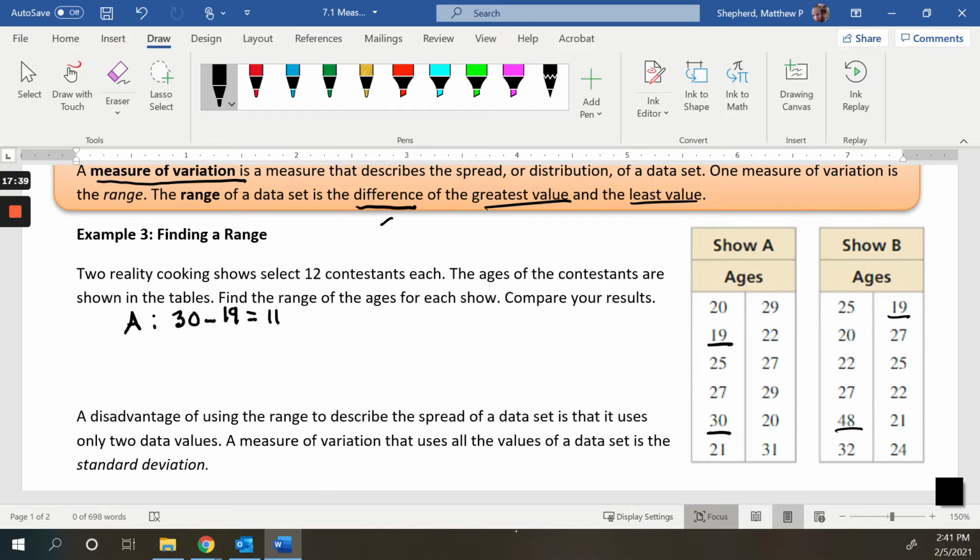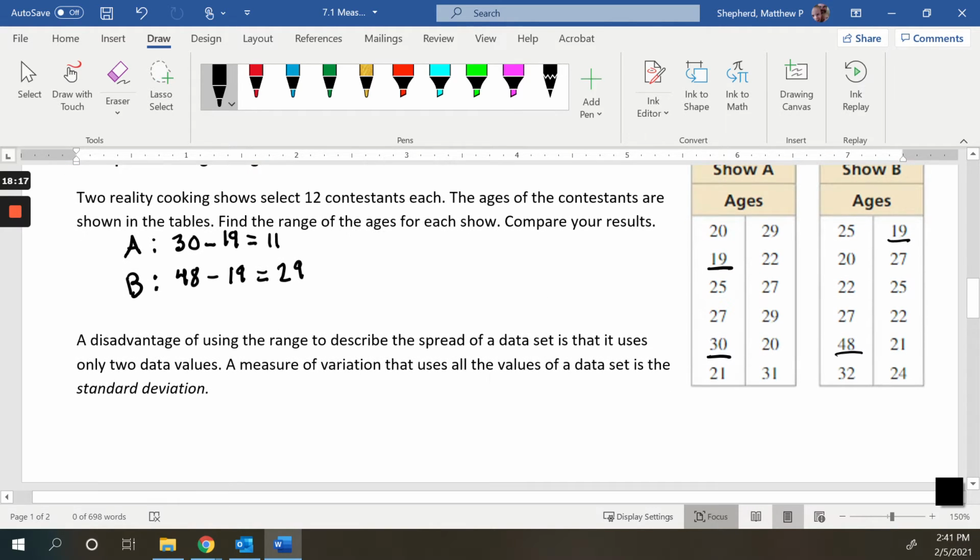I mean, notice the range is only 11 wide. And you're starting in at like 19. So that's a very limited range. B has ages between 48 and 19. All right, so that's going to be about 29. So this show looks way more inclusive and less ageist. That show looks like the one that doesn't care if you have a few gray hairs.